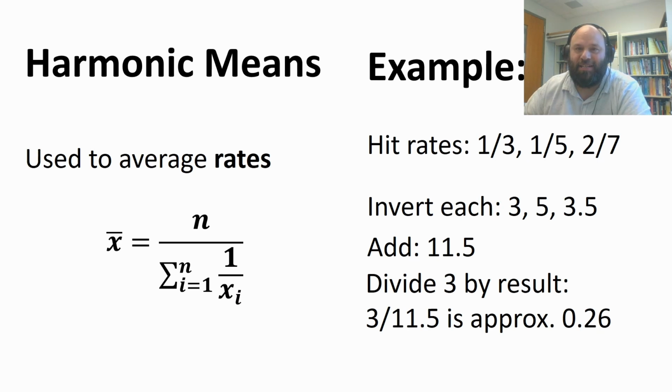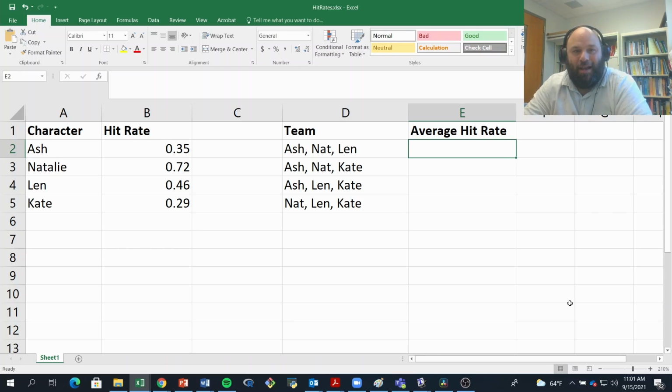Let's take a look at doing this in Excel. In this Excel spreadsheet, I've based the characters in a game on characters from my cousin's book, Architects of Memory, and the sequel, Engines of Oblivion. Those are a couple of sci-fi books. So I'm pretending there's a video game based on those books, and we've got 4 characters in our party: Ash, Natalie, Len, and Kate. And we have their hit rates as decimal versions of percentages. Notice Natalie is the highest. In the book, Natalie had been a soldier prior to the time the book takes place. So we've got Ash at 35%, Natalie at 72%, Len at 46%, and Kate at 29%.